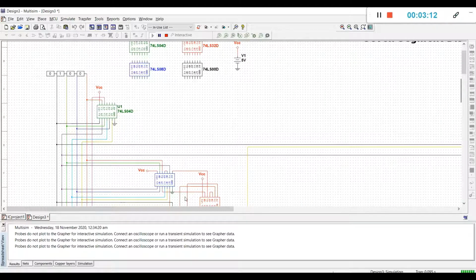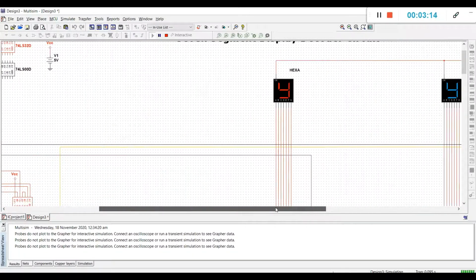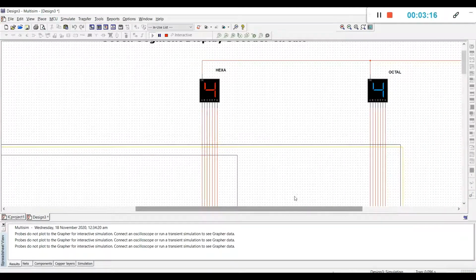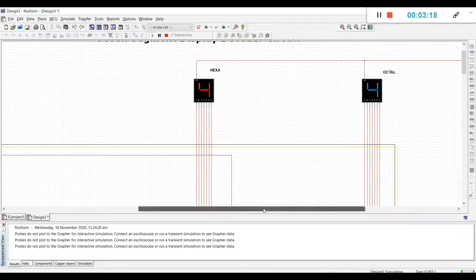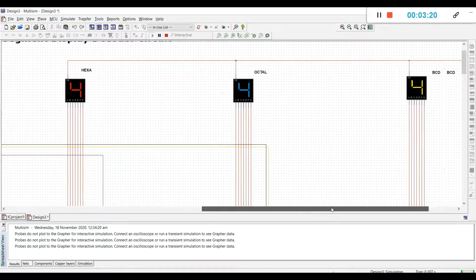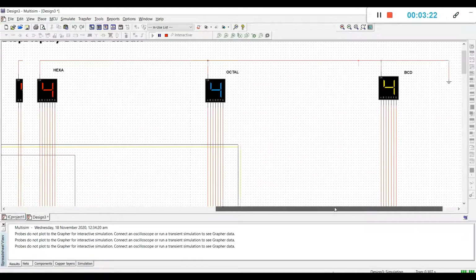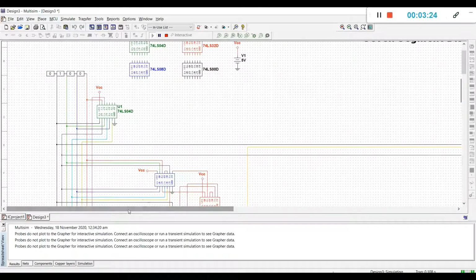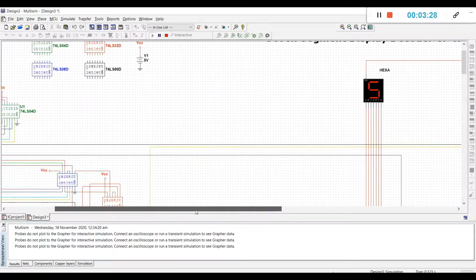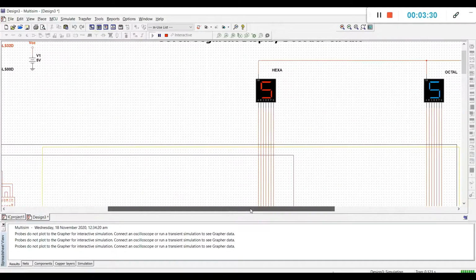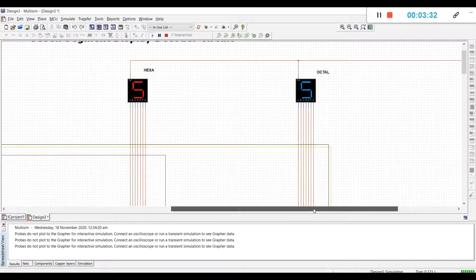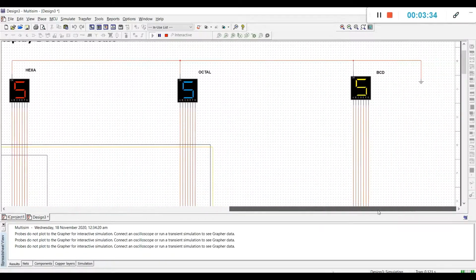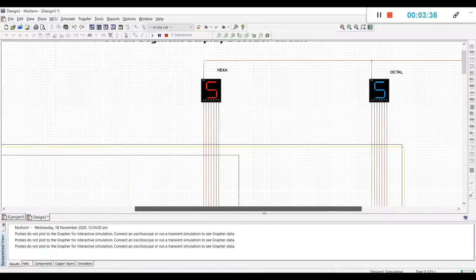Next input is 0, 1, 0, 0, which is equal to 4. So the hexa will be equal to 4, the octal 4, and the BCD is also 4. Next input is 0, 1, 0, 1, which is equivalent to 5. So the hexa will be 5, octal 5, and the BCD will decode 5.